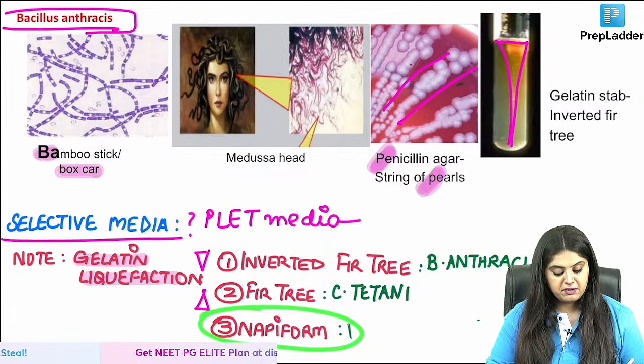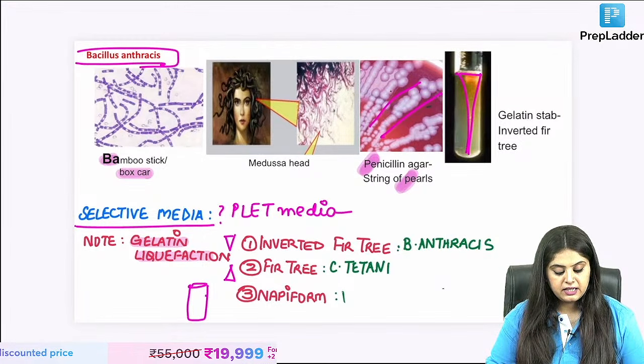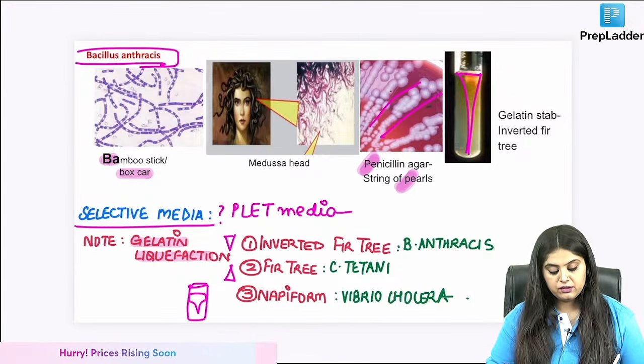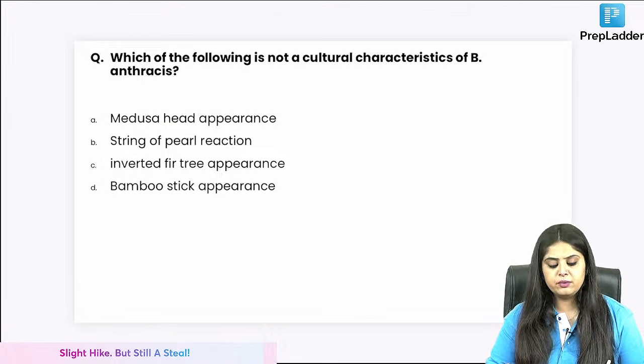And where do you see napiform? Napiform means that if this is the test tube, napiform will look something like a turnip. Okay, it is going to look like a turnip. That is known as napiform, and that is seen with Vibrio cholera. So okay, these are all the gelatin का appearances that we've done. So इसी से related ये question बता दो.